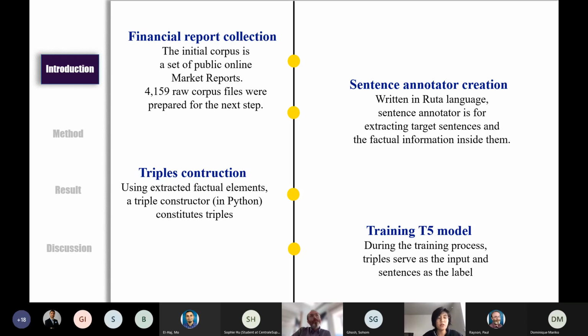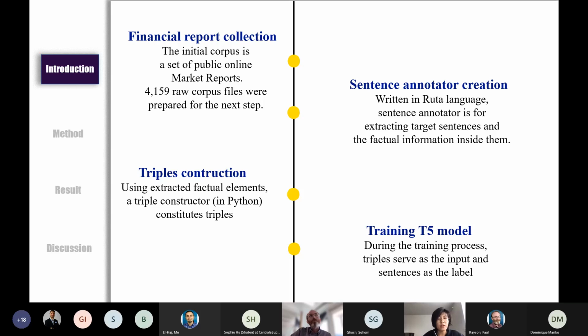These sentences will be used to evaluate the generated sentence, since we expect that our data logic allows us to generate human written-like sentences for financial reports. Then, a triple constructor extracted factual information, or we can name them as key elements, with predicates to form a triple, and two triples are linked by an ampersand to constitute triples.